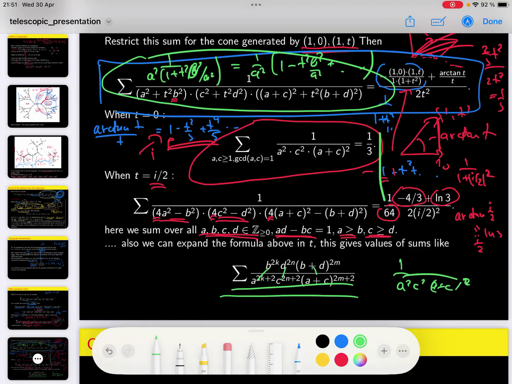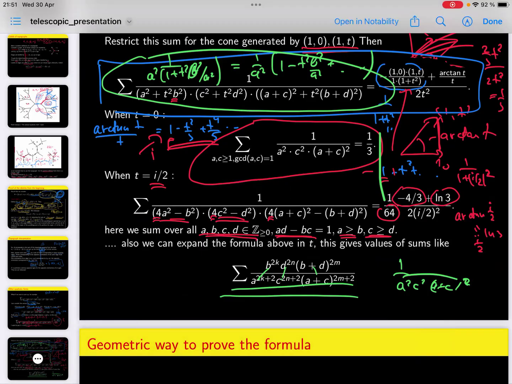I don't know why these sums are useful. It's just very, very nice, I think. I just like them. Any questions about this part? So basically that's the whole content of today's talk. I have just one more slide, which has no connection to this.